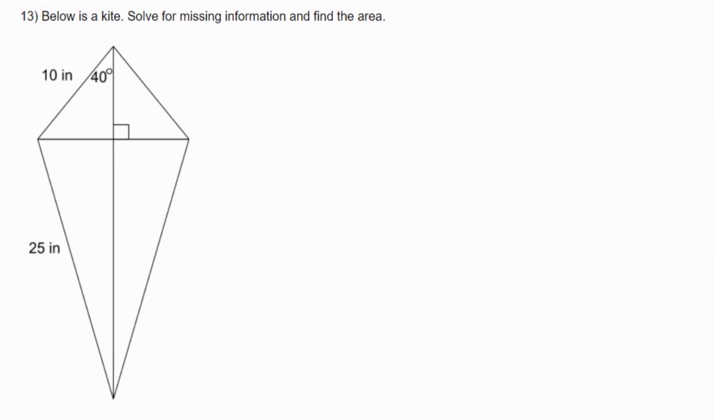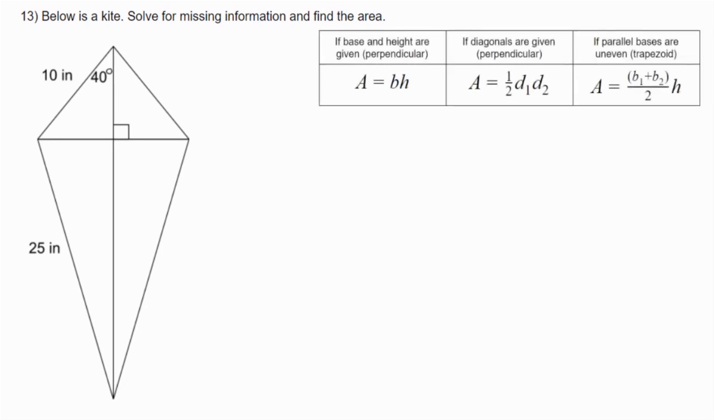Below is a kite. Solve for missing information and find the area. Okay, so we have a kite, and since we know that it has diagonals, if we can find those diagonals, we can use the formula area equals 1/2 diagonal 1 times diagonal 2. Remember that a diagonal connects non-adjacent vertices. So these two green lines are my diagonals, but they're not labeled.